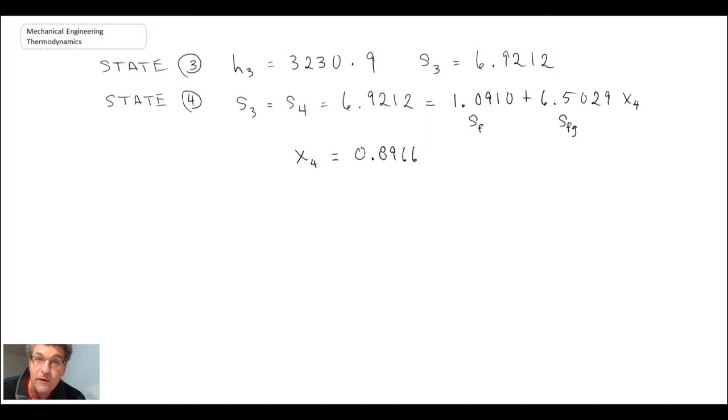0.8966. So this is really a cycle that's not that great, because ideally you don't want to have expansion into the two-phase region, or you get the droplets and the drop in efficiency. But knowing that, we can then determine the enthalpy at state 4.